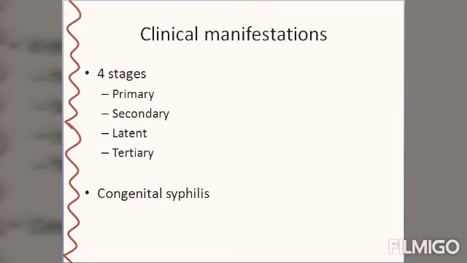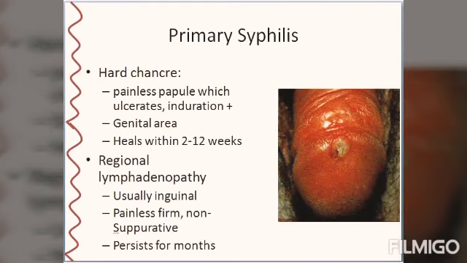In clinical manifestation, 4 stages are there: primary, secondary, latent, tertiary. An entirely different scenario is congenital syphilis. First is primary syphilis. It manifests as a hard chancre. Actually, it is a painless papule which ulcerates with induration, especially seen in the genital area. It heals within 2 to 12 weeks. You can see the picture of a hard chancre here. Along with the hard chancre, the patient also experiences regional lymphadenopathy. It is usually inguinal, painless and non-suppurative.